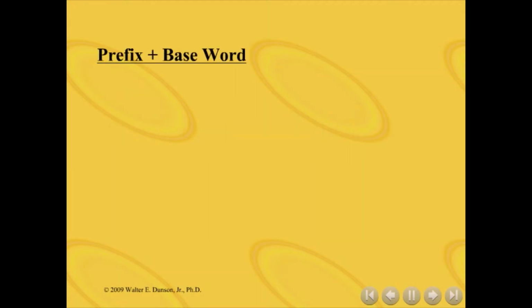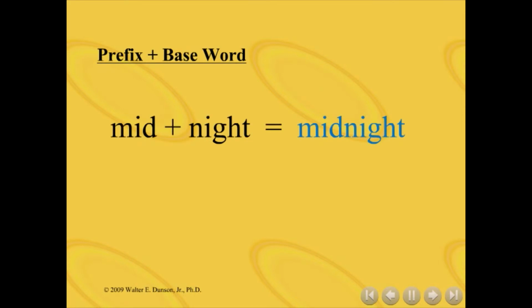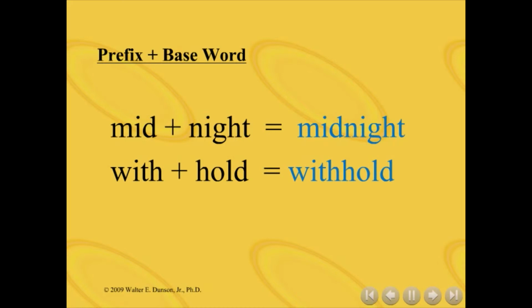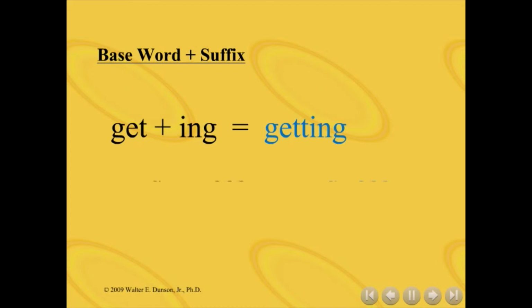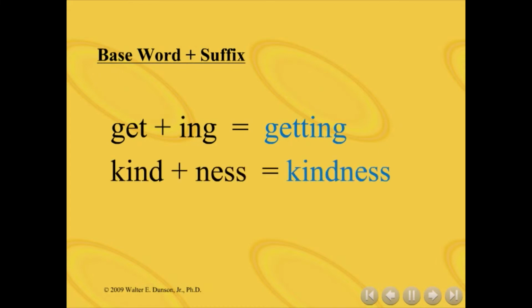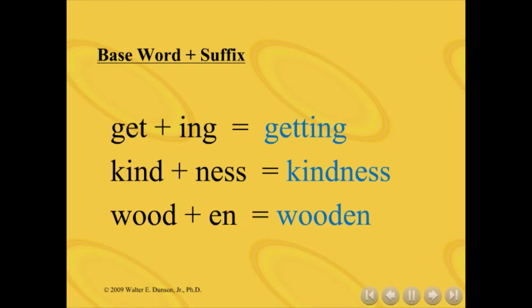We may have a prefix and a base word. For example, mid and night equals midnight, with and hold equals withhold, or for and get equals forget. Base word and a suffix. For example, get and ing equals getting, kind and ness equals kindness, or wood and n equals wooden.